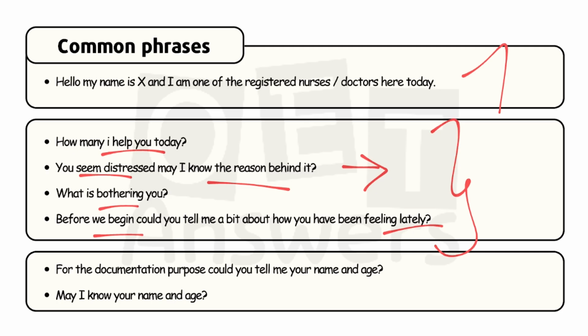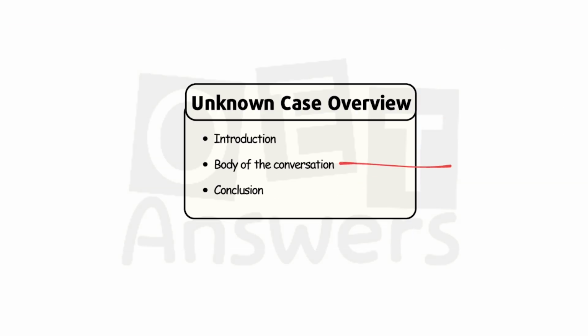This comes under the body of the conversation. In the body of the conversation, you might know to find out the reason behind it, find out the reason for the patient's visit, find out the reason for the appointment, find out the reason for the patient's referral. These sentences will help you better understand that this is an unknown case.